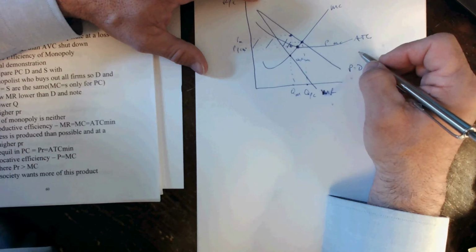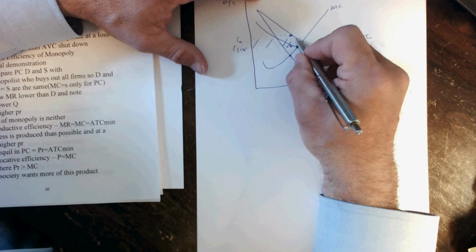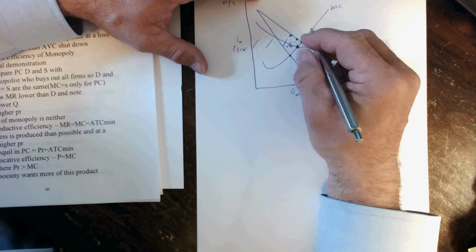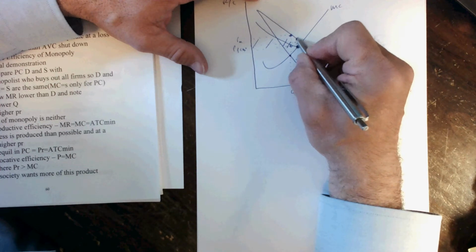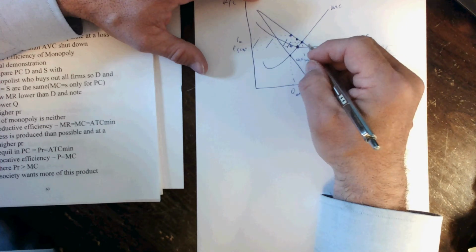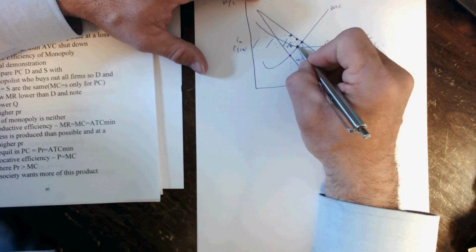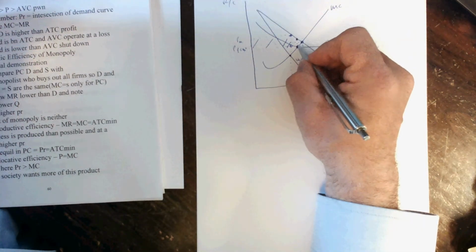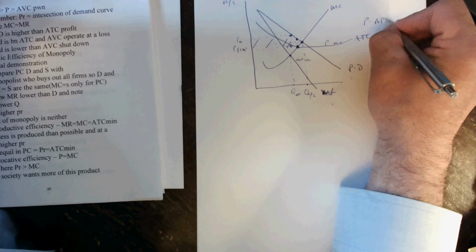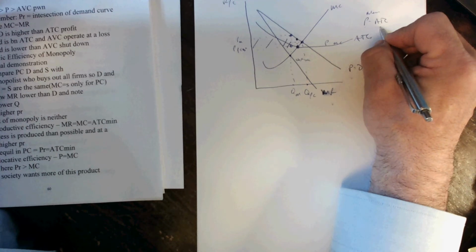Also notice that even if this monopolist price were over here, you'll never get the monopolist price over here, and his price will never be equal to average total cost because of the split that's happening here. Average total cost is always going to be less than price. You're never going to get price equal to average total cost for a monopolist, and that's a condition required for productive efficiency, least cost method of production.